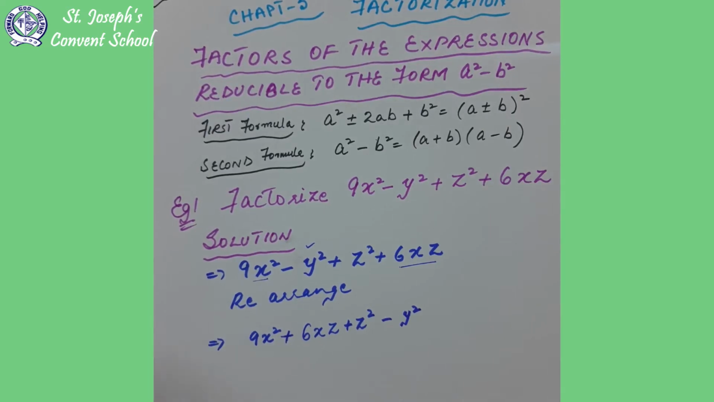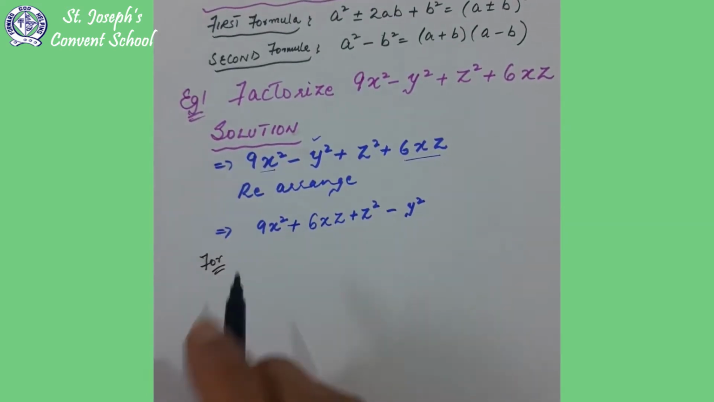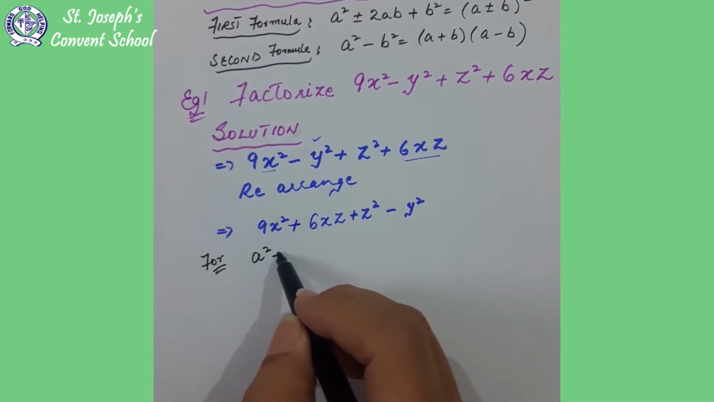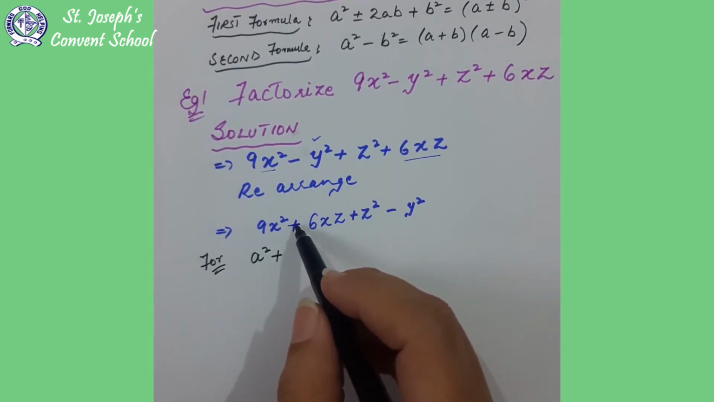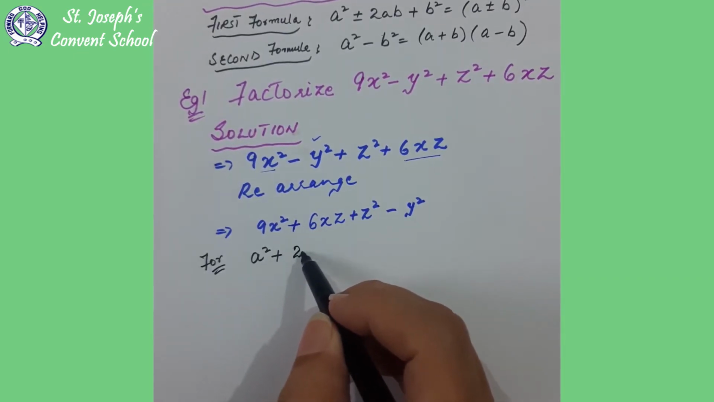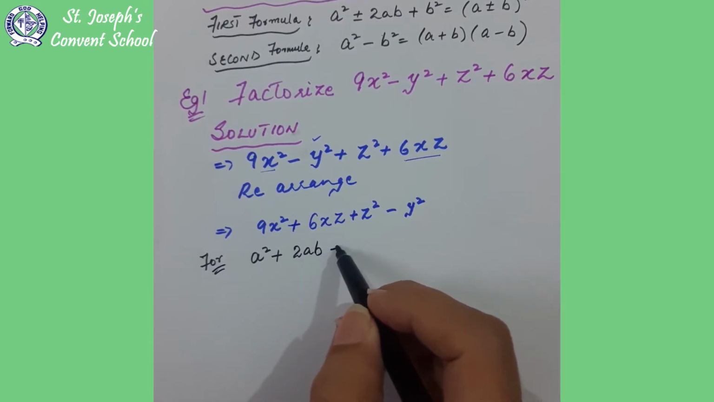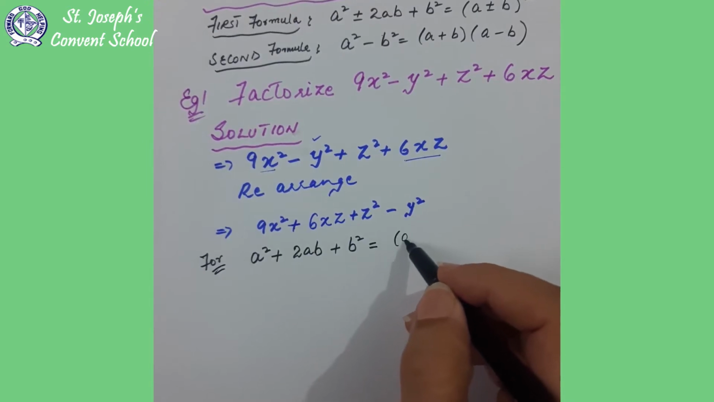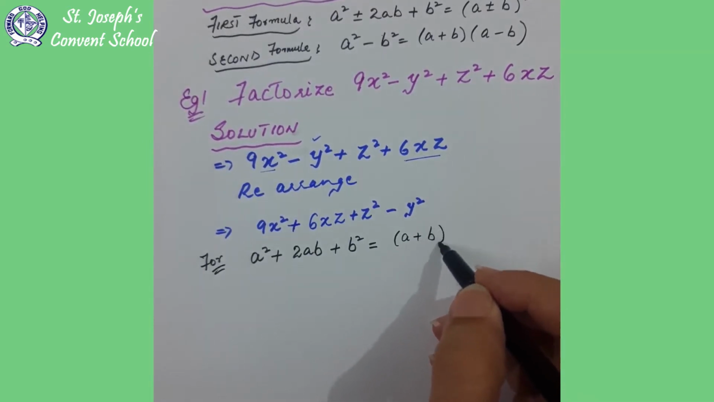Okay, so we have arranged this according to the formula. Which formula are we applying? In factorization it is necessary to mention the formula, so let me write it. We have arranged this expression according to this formula: a square, middle term with plus sign, so we write plus. A square plus 2ab plus b square equals a plus b the whole square.